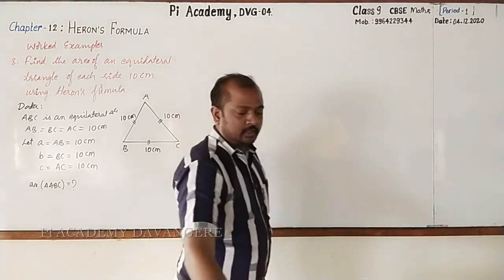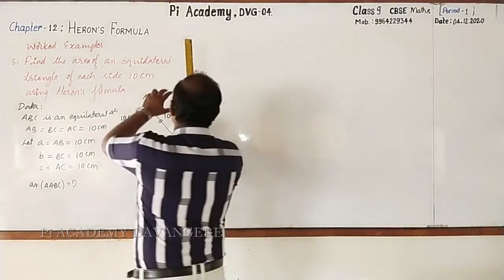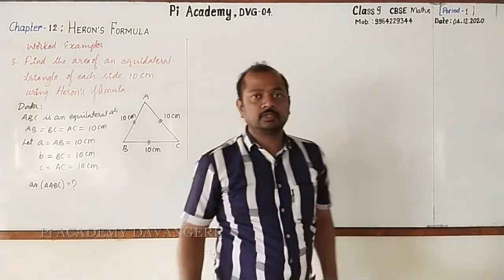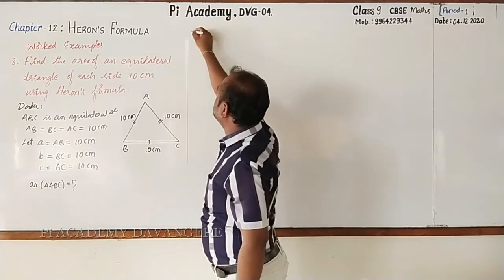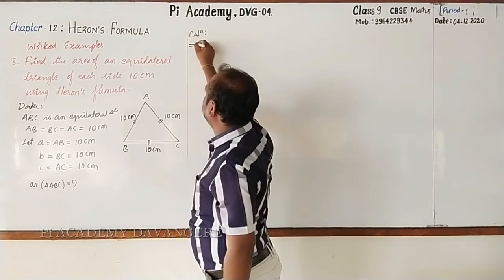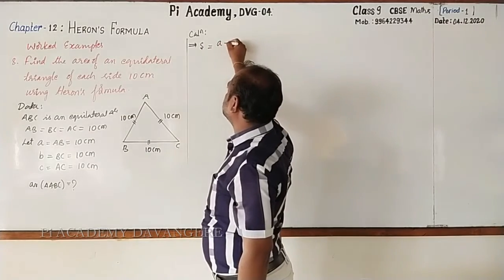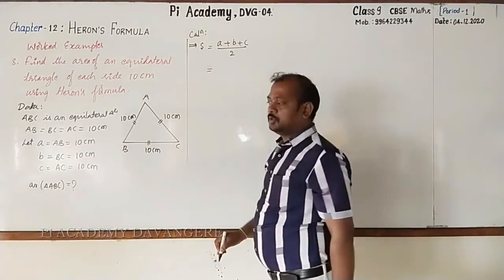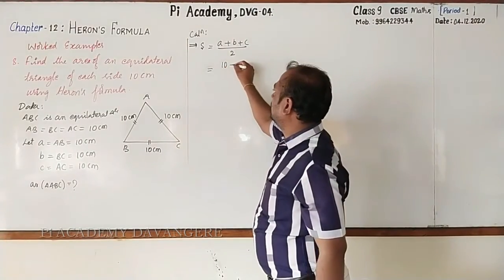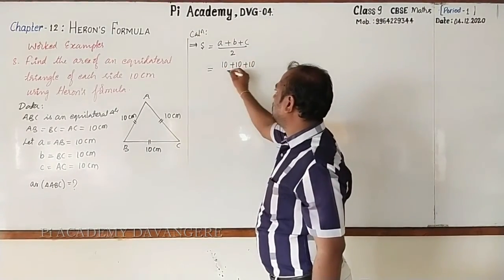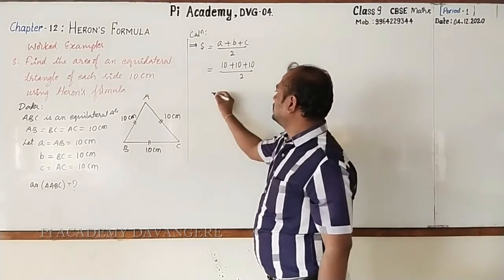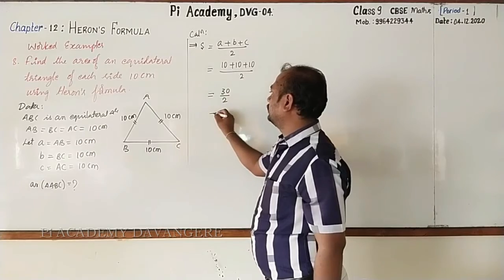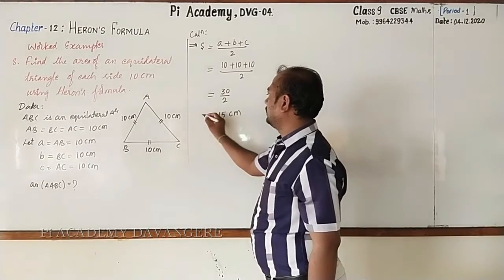Here, let me show you how to find out area of this triangle. First, what should be found out? Very good. It is semi-perimeter. What is the semi-perimeter formula? It is s equal to a plus b plus c by 2, where a is 10, b is 10, even c is also 10. This is equal to 10 plus 10 plus 10. This is 30. By 2, it is 15 centimeter. This is semi-perimeter.